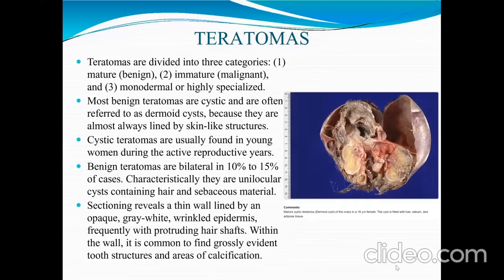As we can see in this very classic gross picture on the right of this slide, this is a mature cystic teratoma, which is showing hair, sebum, and adipose tissue. That is, it is showing many epithelial structures. Therefore, we can also call it a dermoid cyst.